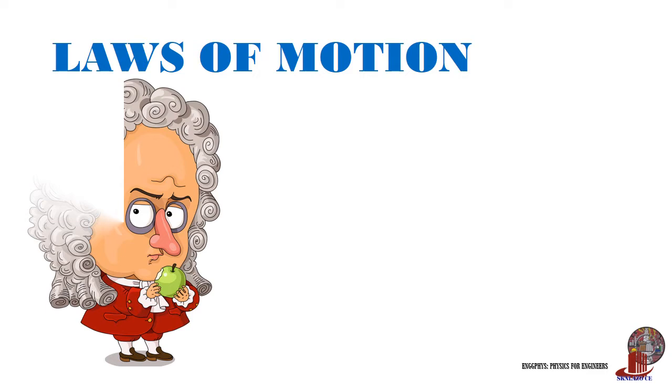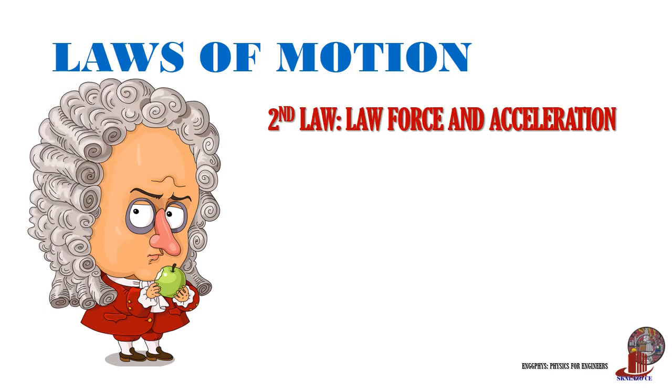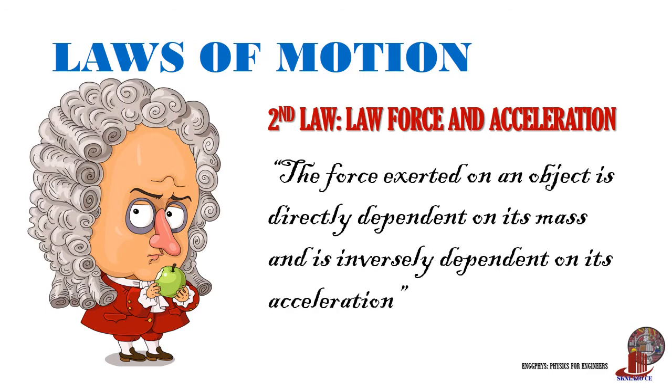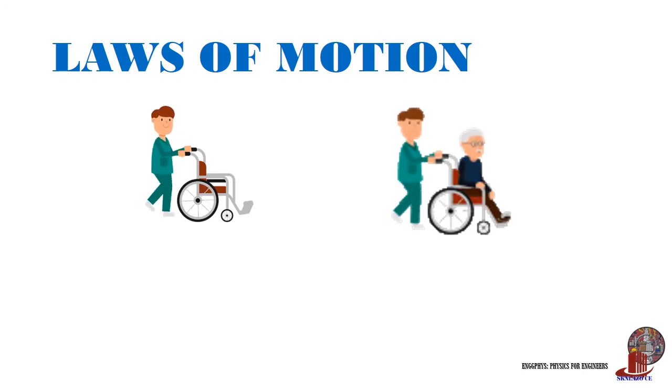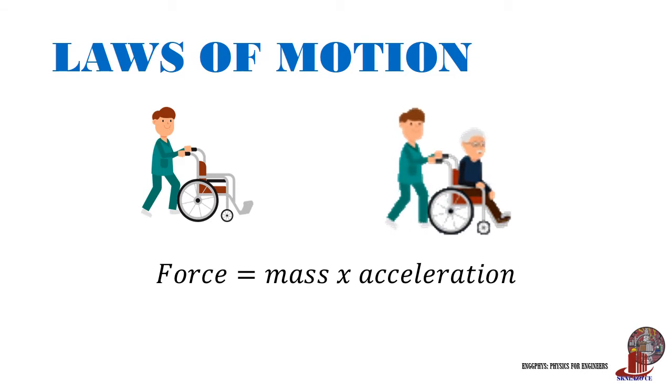Newton's second law is known as the law of force and acceleration, which states the force exerted on an object is directly dependent on its mass and is inversely dependent on its acceleration. Taking, for example, an orderly pushing a wheelchair, being empty, it would take him lesser force to gain more acceleration compared to when he is pushing a wheelchair with a patient sitting. Restating, force is equal to mass times acceleration, or that would be F = m × a.